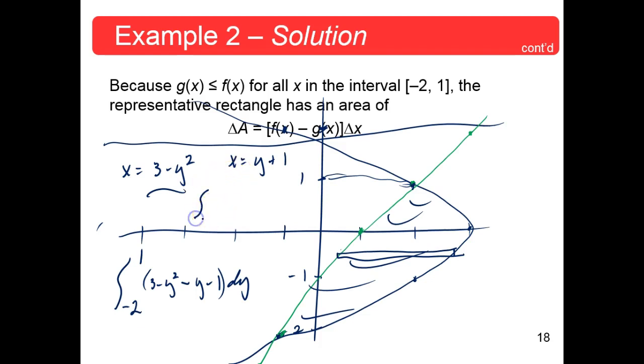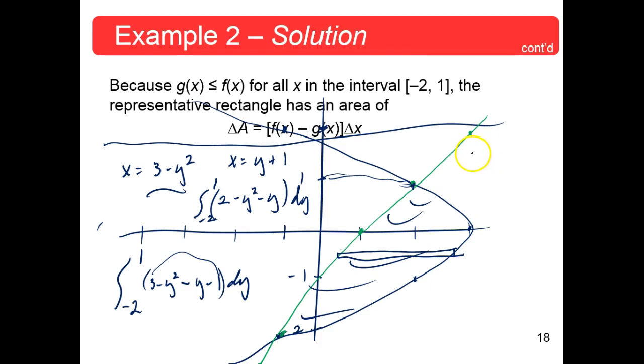This will be the integral from negative 2 to 1. 3 minus 1 is not that hard. 2 minus y squared minus y. Usually I'd like to have a nicer order than that, but it doesn't really matter. The integration is going to work. dy.